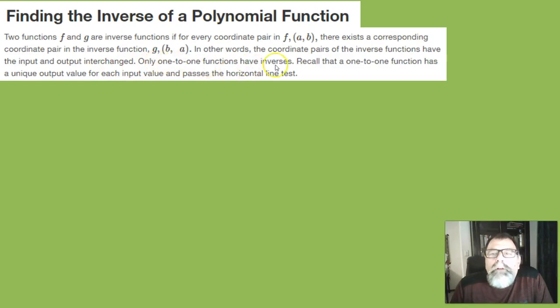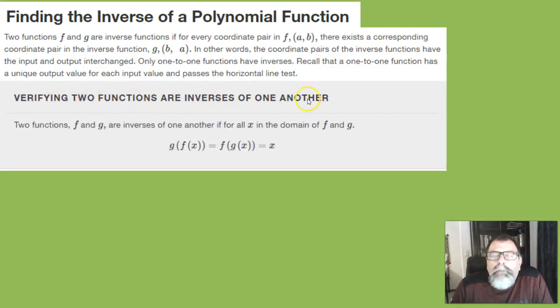Only one-to-one functions have inverses. Recall that a one-to-one function has a unique output value for each input value and passes the horizontal line test. Again, the vertical line test is to be a function, and then the horizontal line test is to be a one-to-one function.